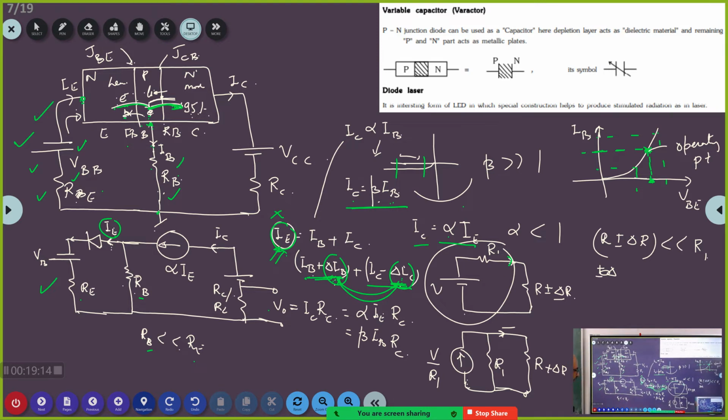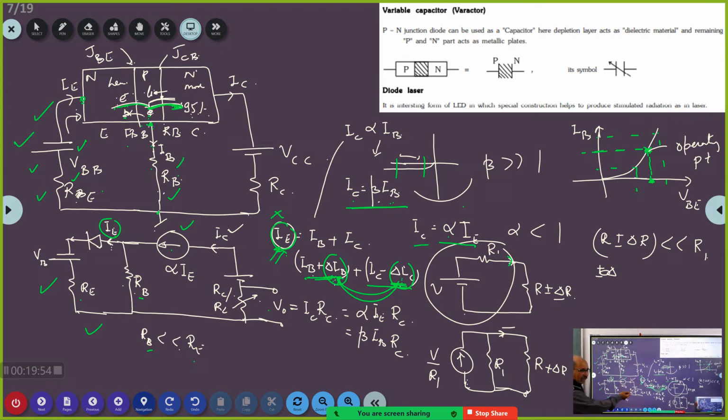So I hope you understood this model, how this model works. I have converted this into a current source. Now, what is the significance of this current source? If we change RC also, it will not change. Brilliant, that is it. So if you change RC, this IC will not change. IC will be constant. That is what happens in a transistor.